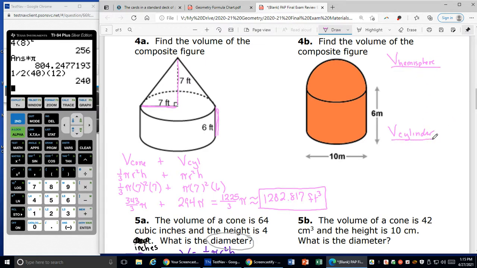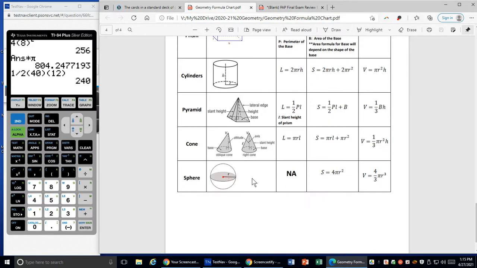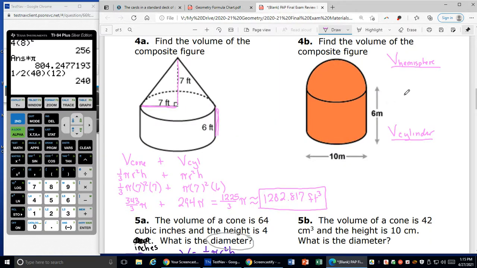Okay, so I'm going to do them as 2 separate little pieces. Now my hemisphere, that's not on my formula chart. I have the whole sphere. The volume is 4/3 pi r cubed. So if I just want half of that instead of 4/3, we're just going to do 2/3. 2/3 pi r cubed for my hemisphere. So 2/3 pi my radius cubed.